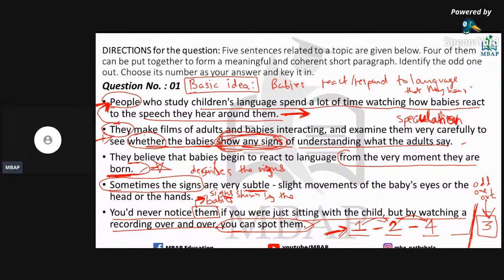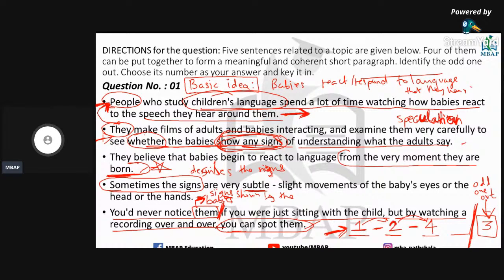Okay, so you get to know that when you read it further. You would never notice them if you read just up to this point. You might think it is babies. No, it is about signs shown by the babies. Correct. So to sum up my entire discussion, I would say first sentence talks about the people who study children's language. This is the main idea of the discussion.